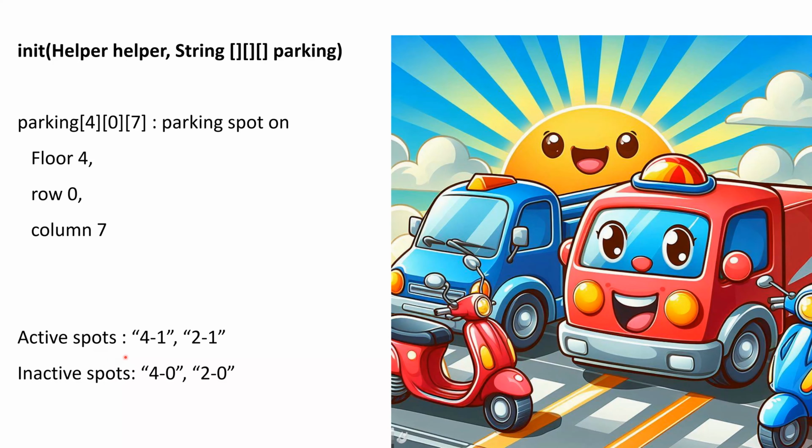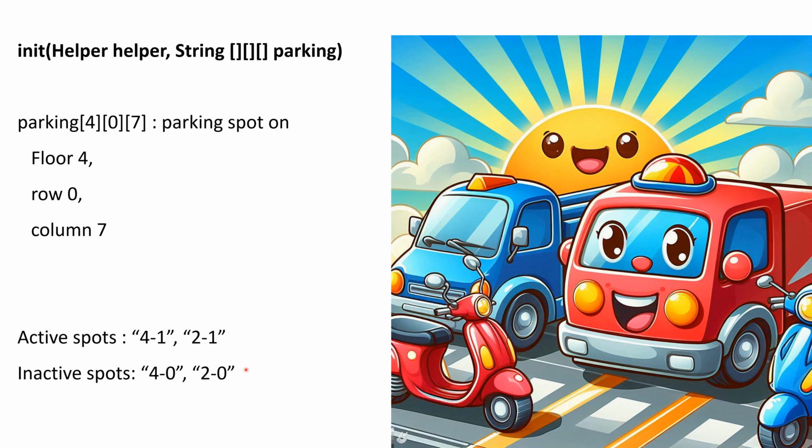Each item in the parking array is either active or inactive, and you cannot park your vehicle in inactive spots. For example, 41 is an active four-wheeler parking spot and 21 is an active two-wheeler parking spot. The 40 and 20, these strings represent inactive spots and you cannot park there.